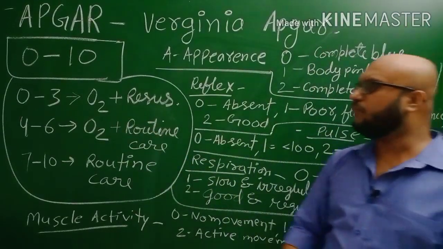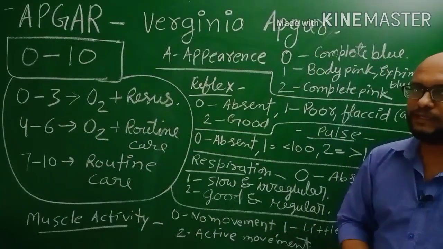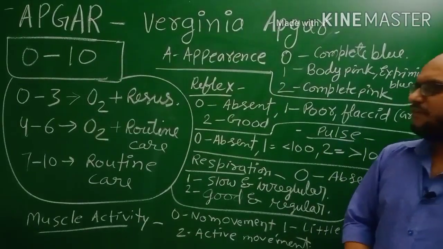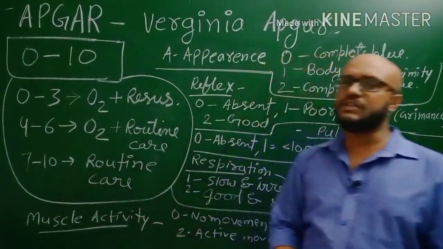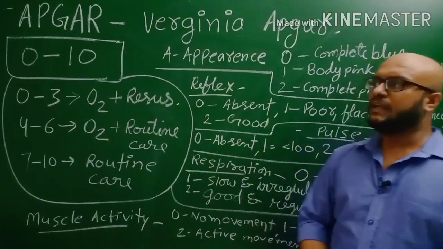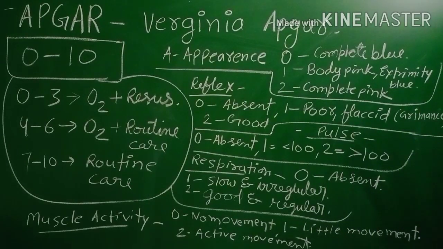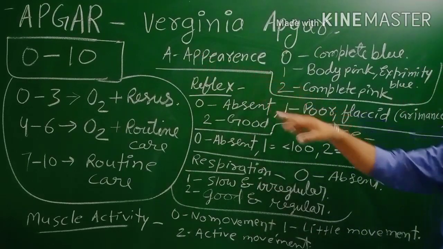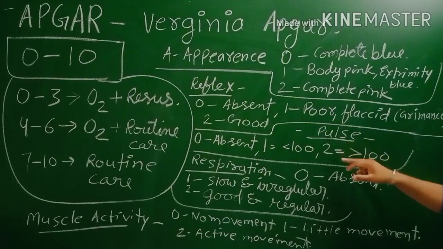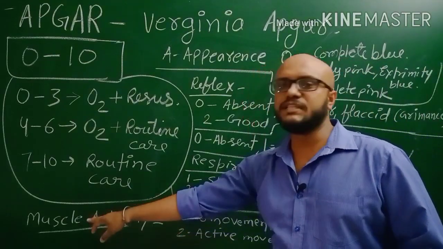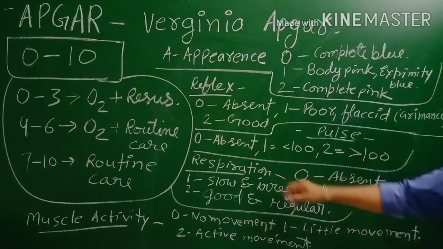If the score is between 4 to 6, the baby has a little distress. We have to give oxygen and routine care. If the baby's score is between 7 to 10, the baby is healthy, no need for additional care, just routine care. Now let's talk about the parameters used to decide the health of the baby in Apgar. A means appearance, P means pulse, G means grimace or reflex, A means activity, which means muscle activity, and the last one is respiration.